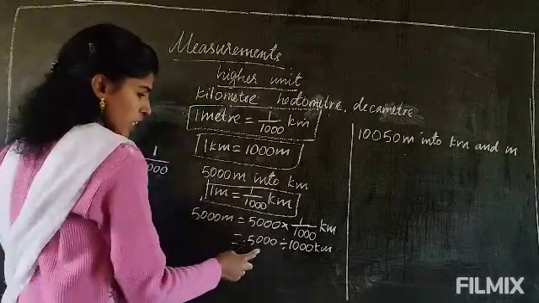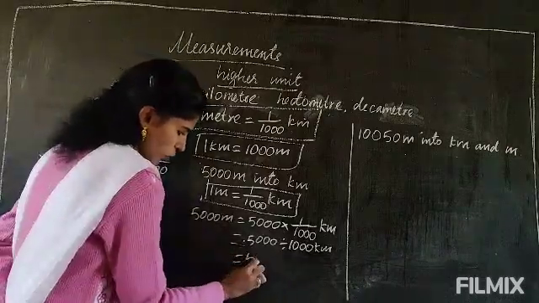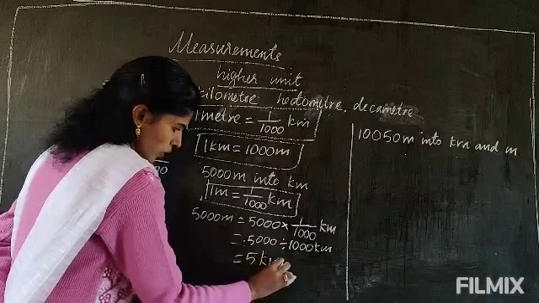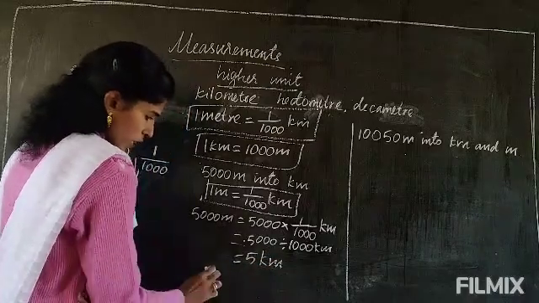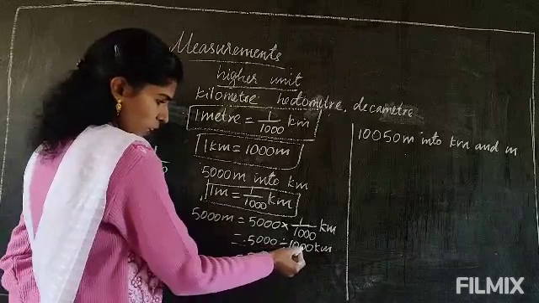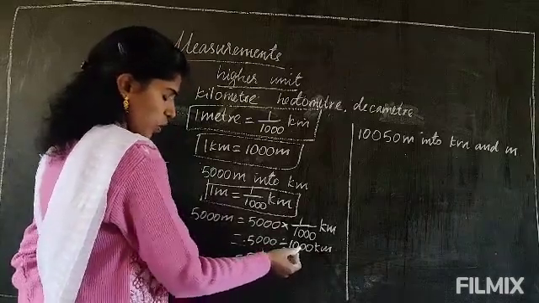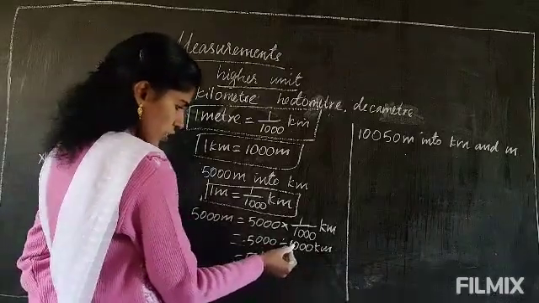So how many thousands are there in 5,000? There are 5 thousands. So 5 kilometer. Okay, so this is the answer. If you don't know this, you have already learned in division the short form of how to divide by 1000. There are 3 zeros.